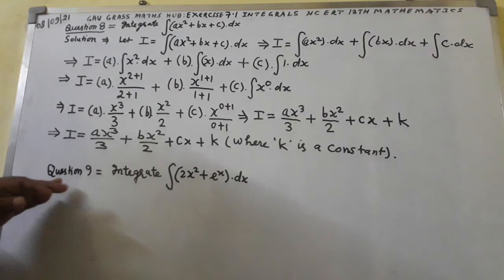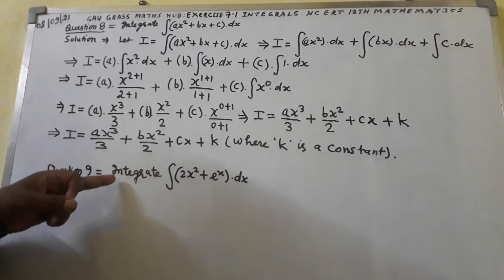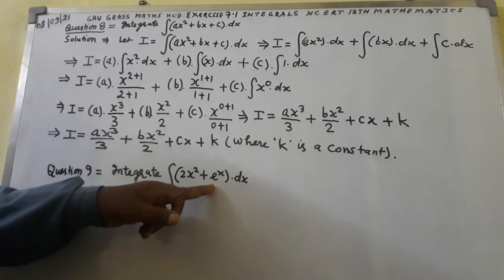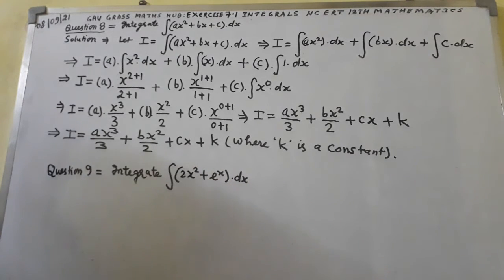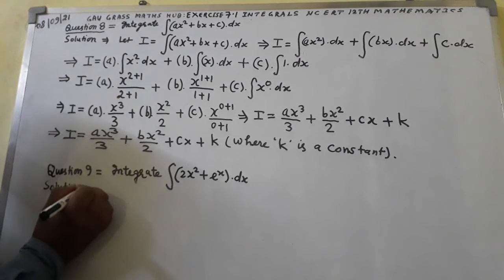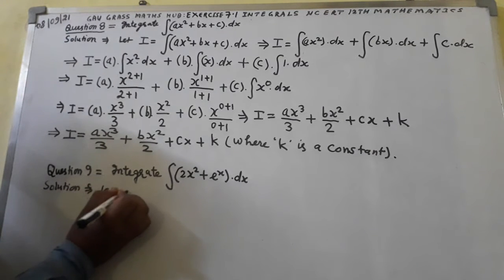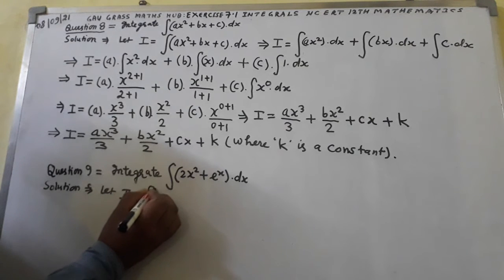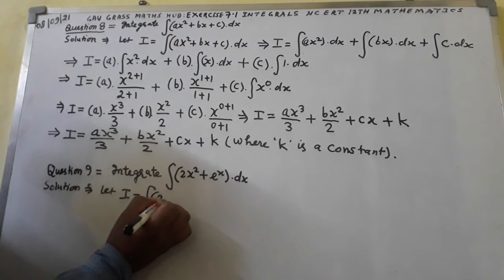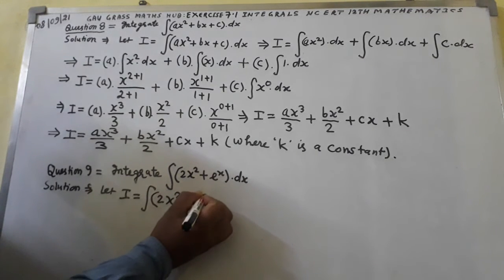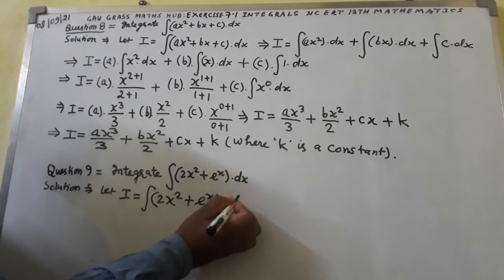Now I shall take question number 9: integrate the integral of (2x square plus e raised to the power x) dx. Now here I shall write the solution. Implied that let I equal to integral 2x square plus e raised to the power x dx.